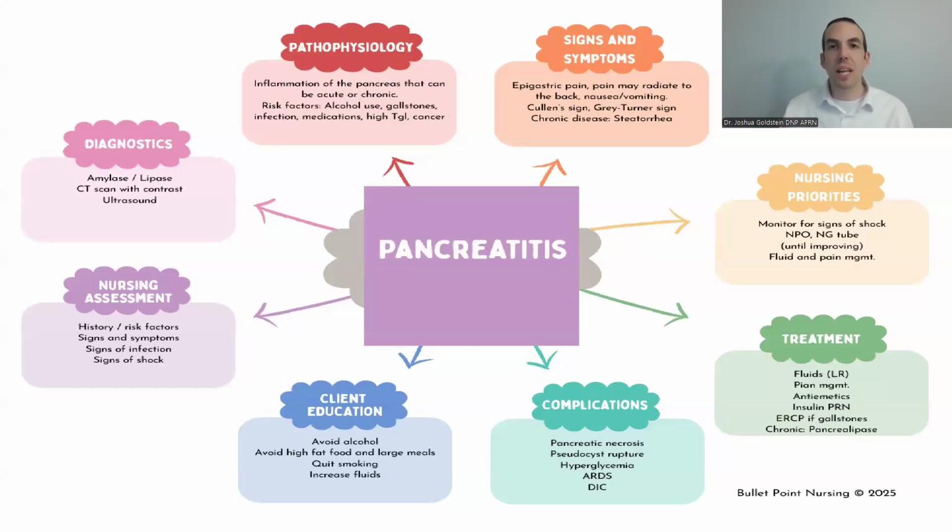Hyperglycemia, we already mentioned that one. ARDS, which is adult respiratory distress syndrome or acute respiratory distress syndrome. That's a very bad respiratory diagnosis. It can be triggered by pancreatitis. And finally, DIC, or disseminated intravascular coagulopathy, where patients start to alternately bleed uncontrollably and clot uncontrollably. Very bad diagnosis to have, again, can be triggered by pancreatitis.